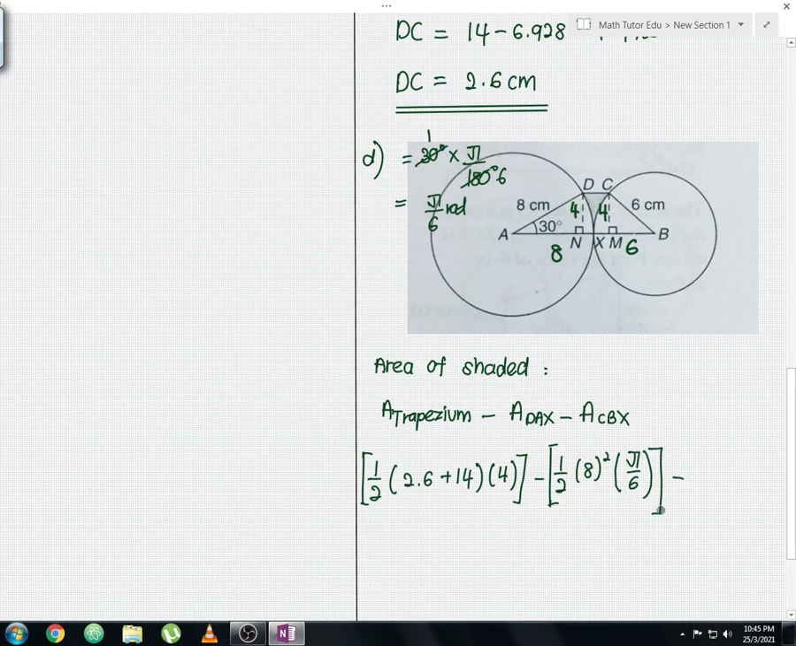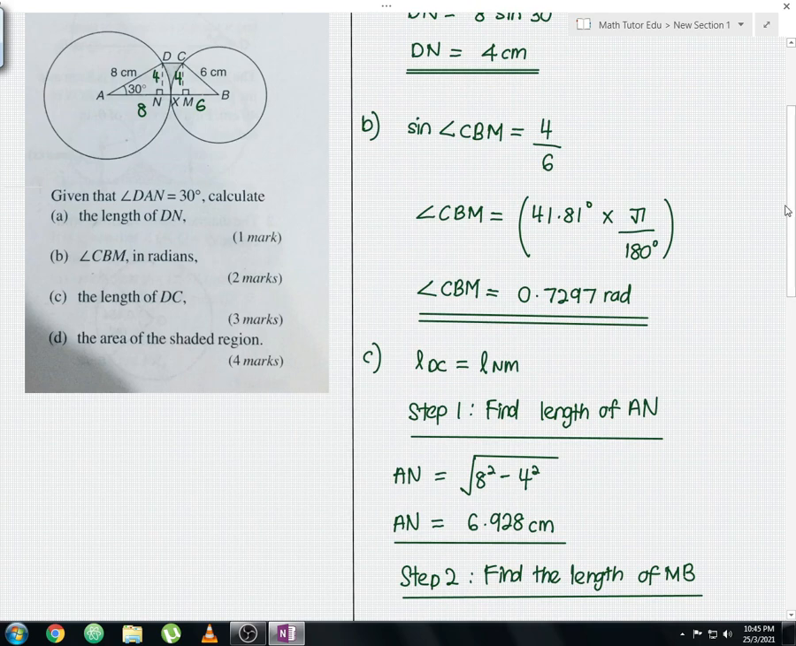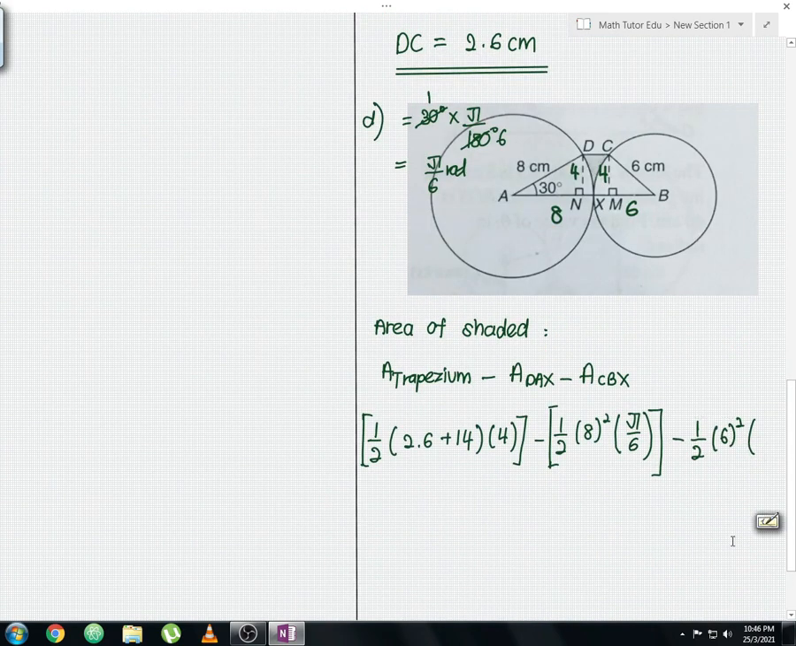As for the second sector of the circle, CBX, a similar formula, half r squared theta: half times the radius of the sector, 6 centimeter, so 6 squared, and then times the angle. The angle we found in part B, which is 0.7297. Wait on guys, let me shift my working over here. Minus 0.7297. You calculate them all.